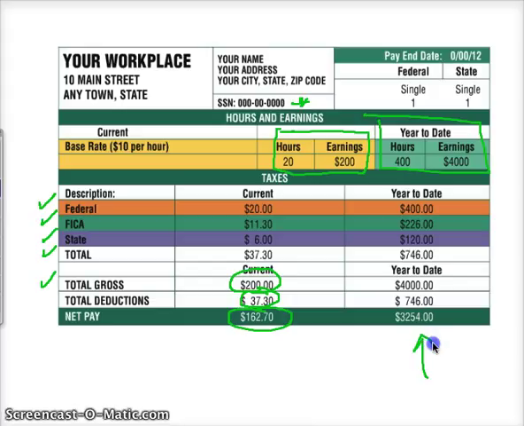And then in this column are your year to date. So take a look at that. You're going to be doing that for sure, and for probably the rest of your life, one form or the other. And I hope that that helps you. I appreciate having the opportunity to talk to you about that.